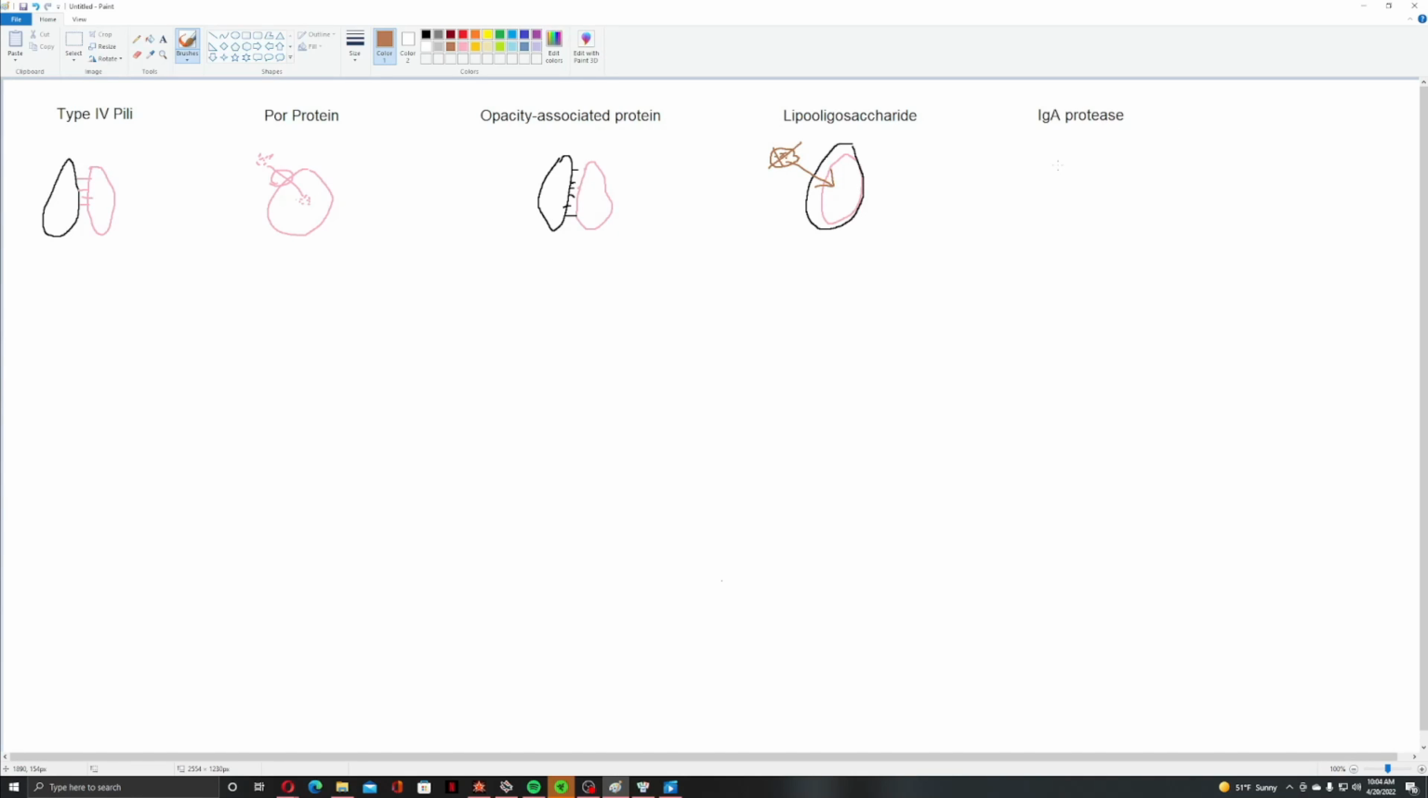And talking about countering us, IgA protease, our final virulence factor, is going to release exoenzymes that are going to cleave our IgA in half at the hinge segment. And basically without both of those parts, we're not going to be able to identify and kill that gonorrhea cell. So that is all of the virulence factors.